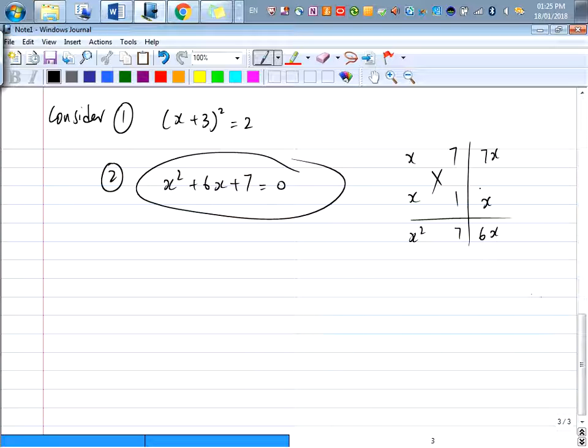Can I put a negative sign here? If I put a negative sign, then I do get 6x, right? But if I put a negative sign here, then there will be a negative sign over here. If there's a negative sign over here, then 7 times negative 1 will be negative 7. So can it be factorized? It cannot be factorized. Then how? How are you going to solve question 2?